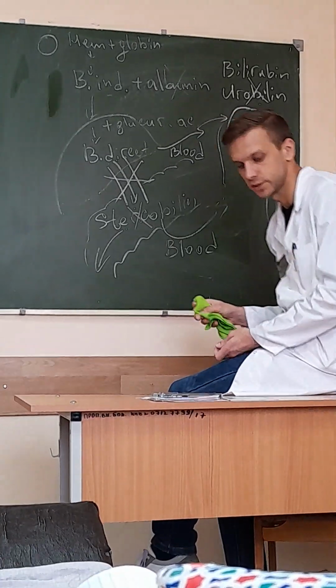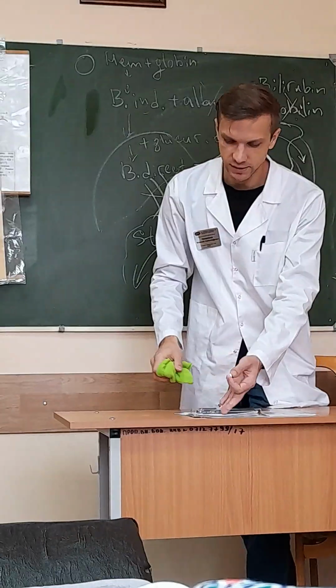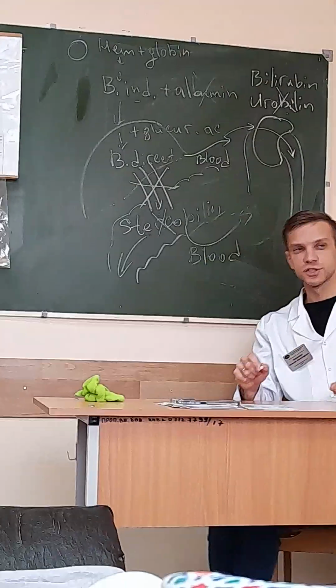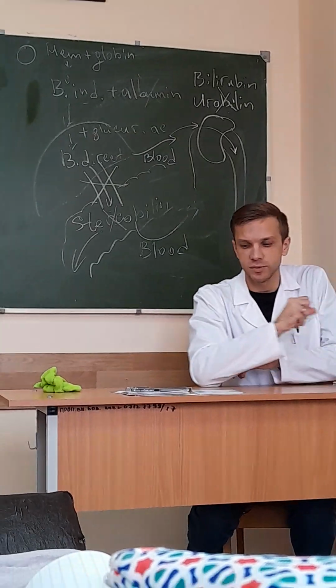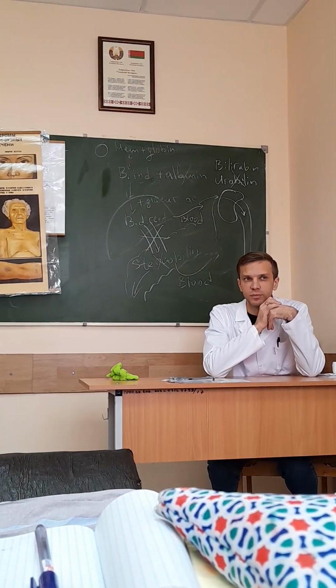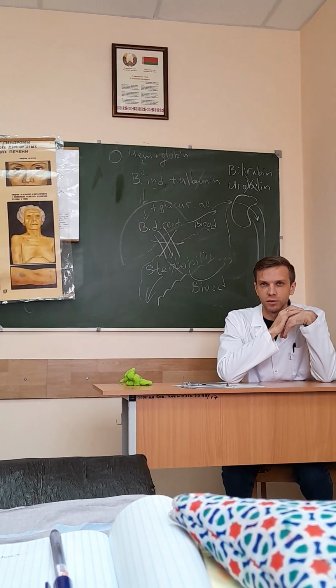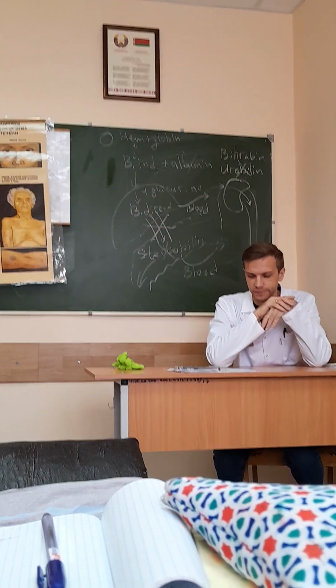That is about jaundice. So jaundice we can test in coprological studies. We will see changed color. In a biochemical blood test, we will see increased bilirubins. Depending on which bilirubin is increased, we can conclude what kind of jaundice it is.